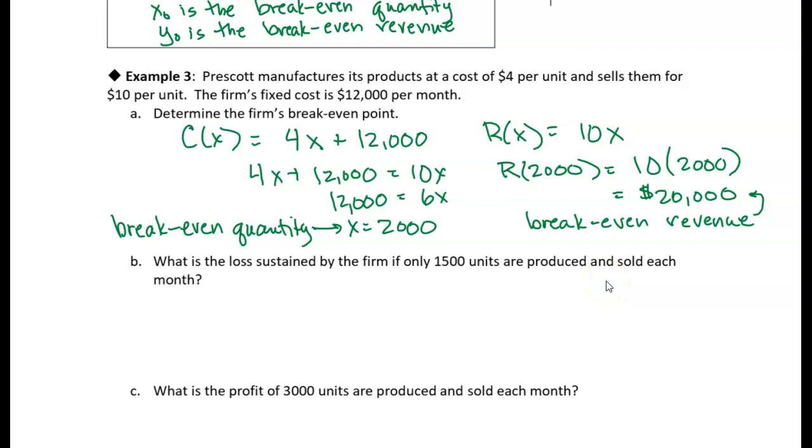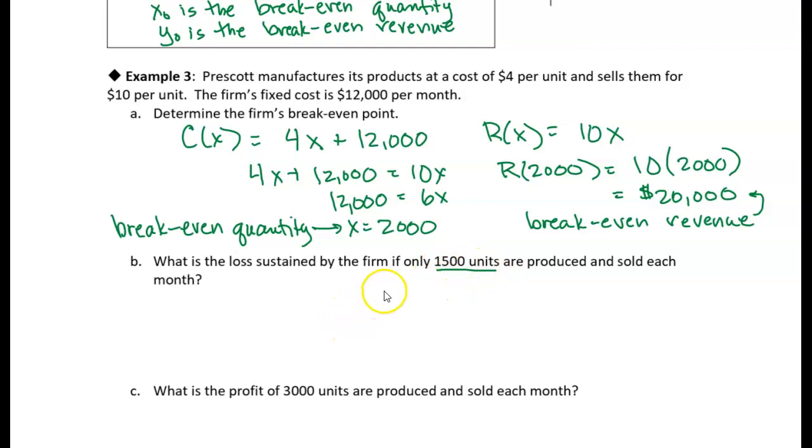All right, so let's take a look at part B. What is the loss sustained if only 1,500 units are produced and sold in a month? Okay, so that's a point below, right?